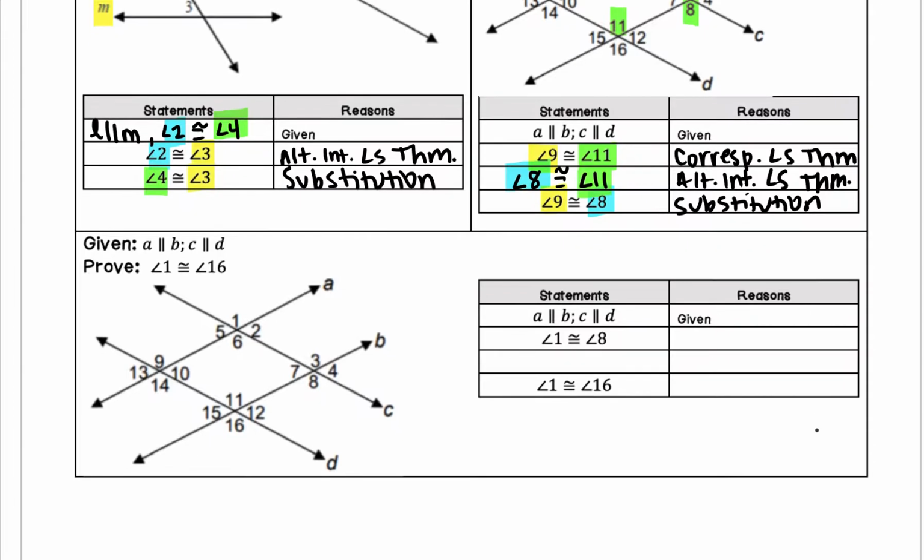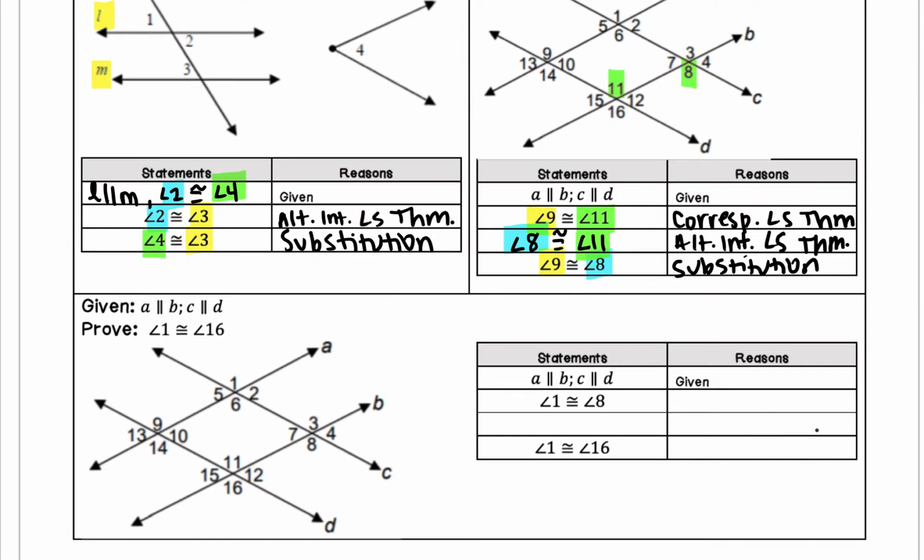If you'd like to pause the video and try this last one on your own, go ahead. The first statement is that the lines are both parallel, so A is parallel to B and C is parallel to D. And we can see that we're ultimately trying to prove that 1 and 16 are congruent to one another.